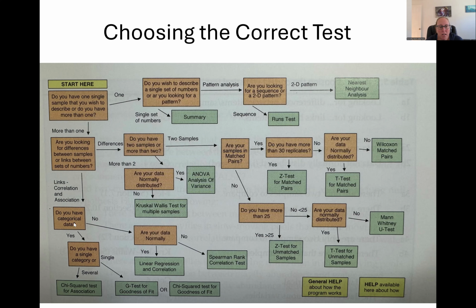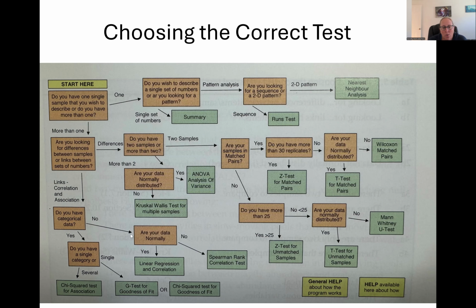Do you have categorical data? Do you remember what categorical data is? Categorical data are categories, like cars and then the color of cars, okay? So if you do have categorical data, you go down here and you either have a single or several categories. You go to a goodness of fit test or chi-squared.